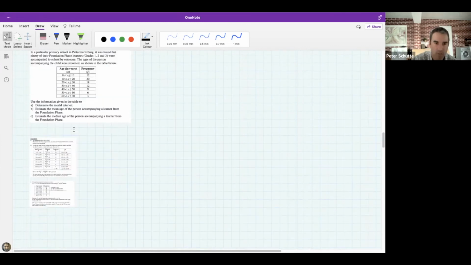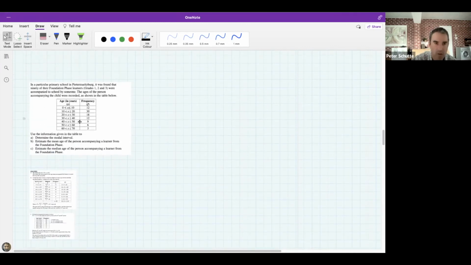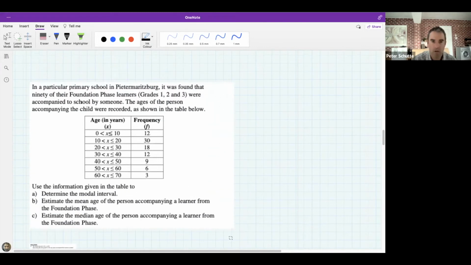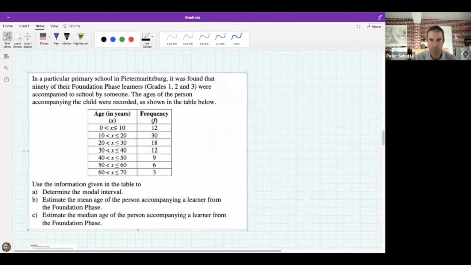Go down to this one. Okay, so in a particular primary school in Pietermaritzburg, it was found that 90 of the foundation phase learners, grade 1, 2, 3, were accompanied to school by someone. The ages of the person accompanying the child were recorded, as shown in the table below. So they're not giving you exact ages. They're not giving you lists of data. They're giving you frequency counts of an interval.